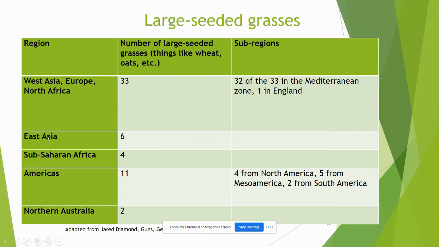Then you have Eastern Asia, which will see 6. East Asia will be where Mesopotamia is. You also have Sub-Saharan Africa with 4, the Americas with 11, and Northern Australia with 2.